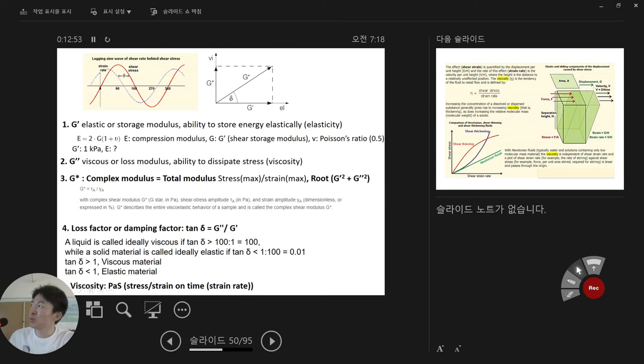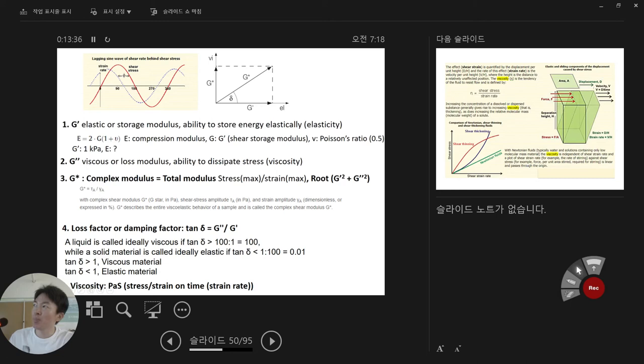star. Because when the machine runs just one cycle, they know how much G star is, and based on this they can know the G prime and the G double prime. So G prime, as I said, is the elastic or storage modulus, the ability to store energy elastically. This is a characteristic of elastic material, like normal, hard material. And as I said before, this elastic or storage modulus is different from our E value. E value is the stiffness, right? Elastic stiffness.